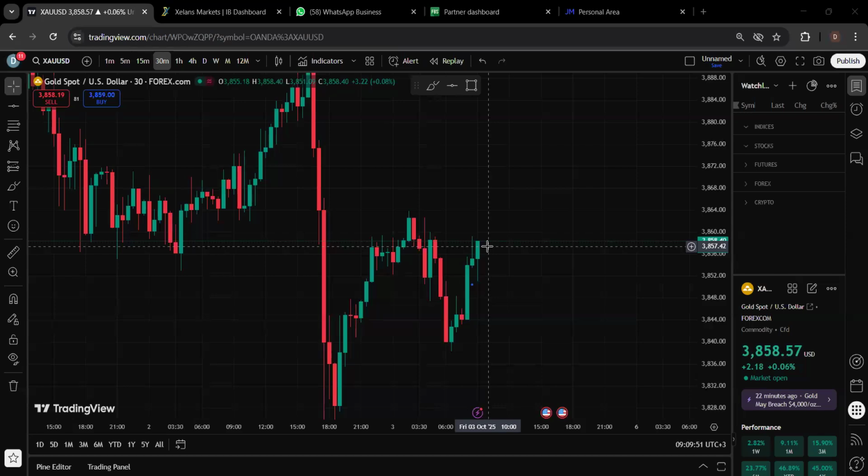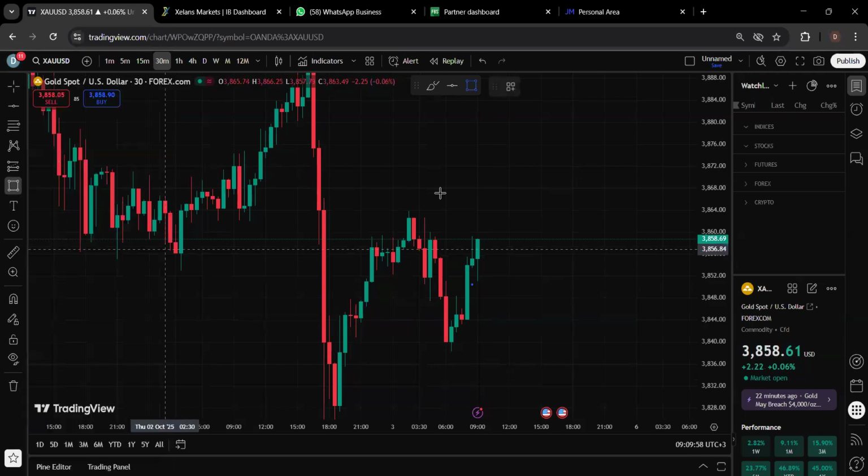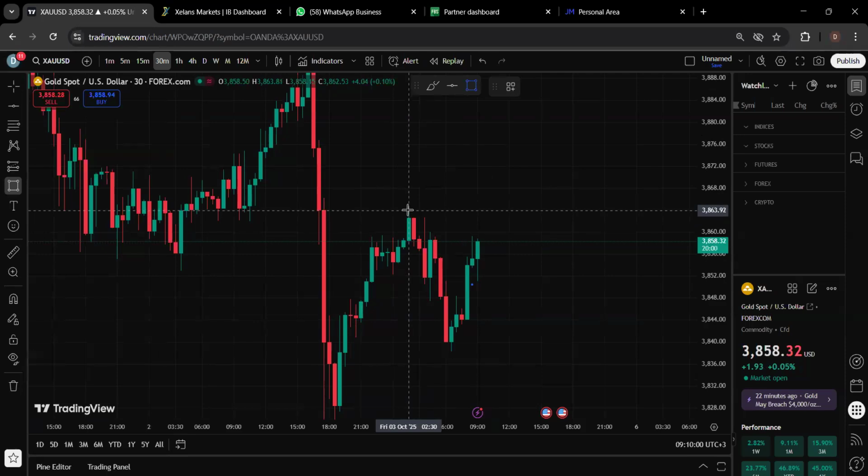Now, if you want to draw the fib, the first step is to identify your support and resistance. Like for instance, you can see this is a resistance.